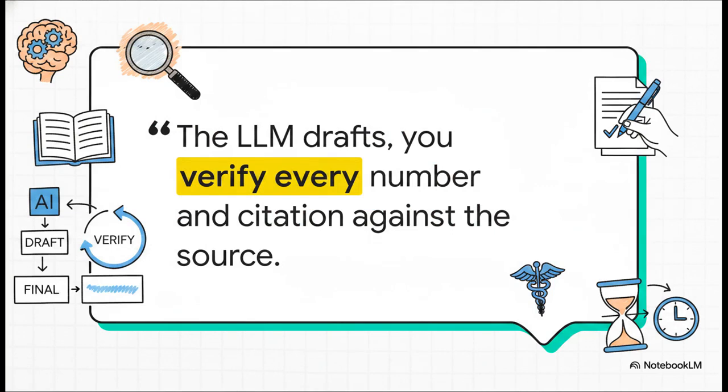But, and this is a massive but, there is a non-negotiable golden rule here. The AI is an assistant, absolutely not an oracle. You must verify every single output. The LLM drafts, but you verify every number and citation against the original source. It drastically accelerates your workflow, but it doesn't replace your critical thinking.